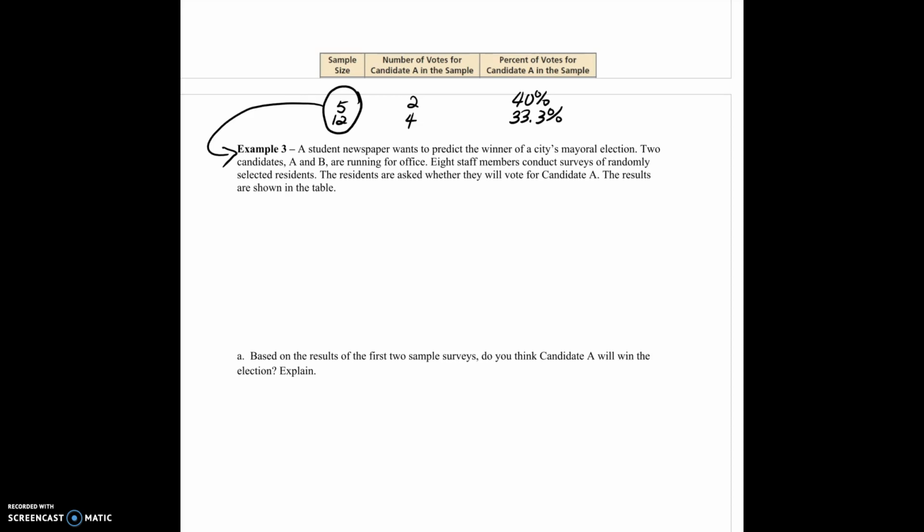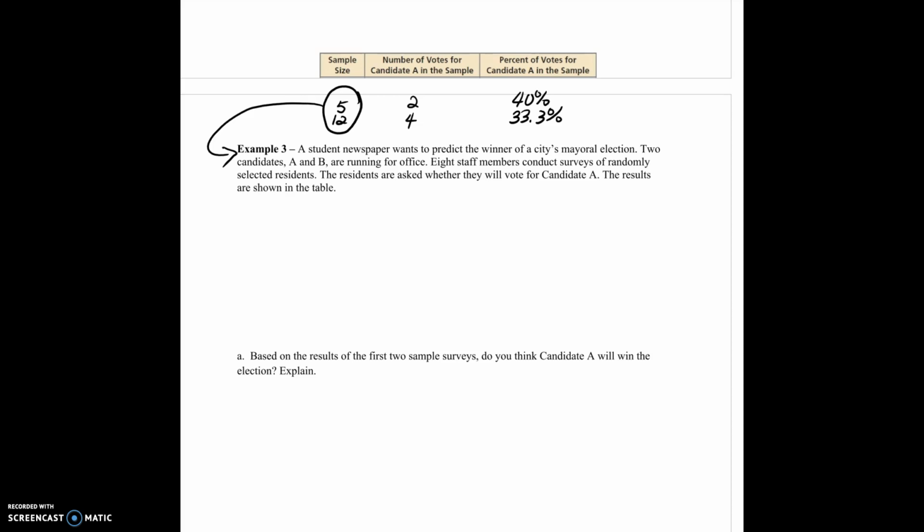Two candidates, A and B, are running for office. 8 staff members conduct surveys of randomly selected residents. The residents are asked whether they will vote for candidate A. The results are shown in the table. So each of those 8 represents the sample sizes that they chose to survey.